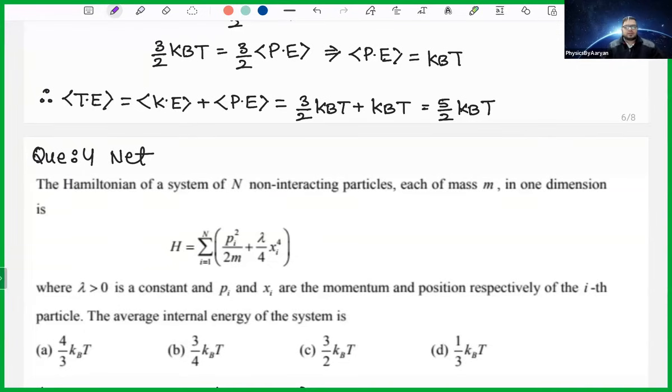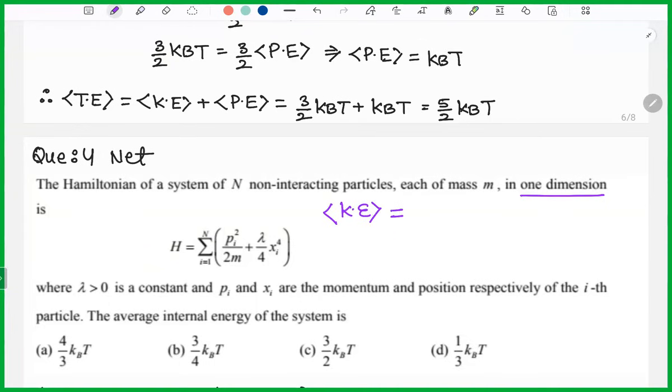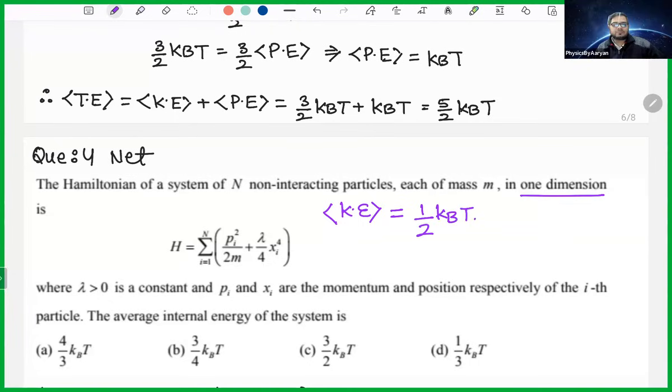Okay, everyone. Now tell me the answer to this question. It has both kinetic energy as well as potential energy, and it is one dimensional. So first of all, if it is one dimension, tell me the average kinetic energy. It is 1 by 2 kBT in one dimension, because you have only 1 degree of freedom.